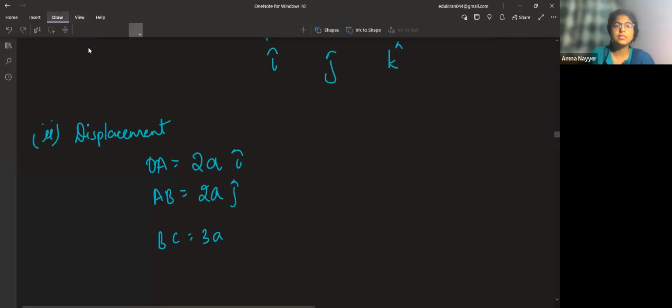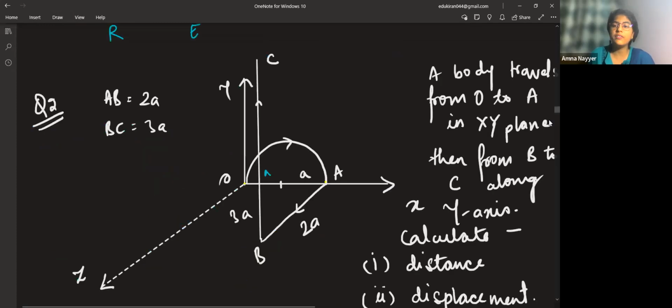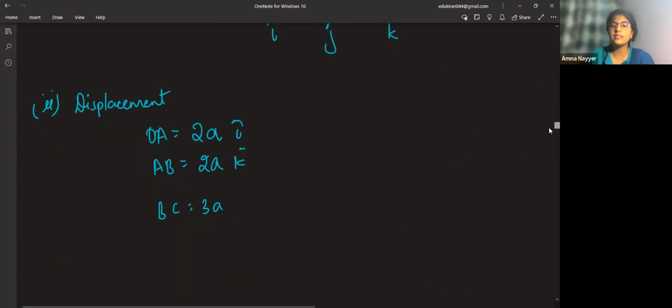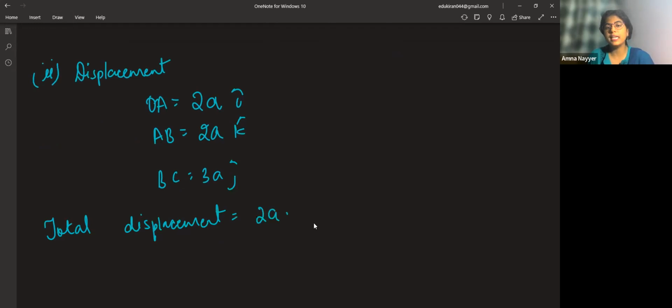And BC, that is 3a, is located along the Y axis. So which unit vector did I tell you for the Y axis? j cap. Now the total displacement becomes 2a i cap plus 2a k cap plus 3a j cap.